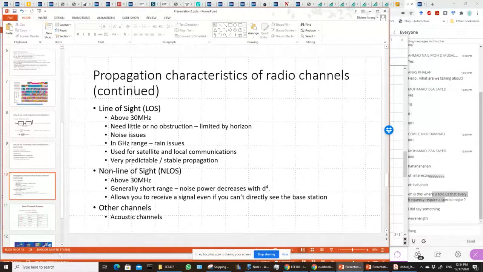And for these kinds of channels, we have two basic types: line of sight and non-line of sight. This is mostly for communication above 30 megahertz, which is the majority of cellular communication, internet communication and so on. They need little or no obstruction and are limited by the horizon. Line of sight means the receiver can see the transmitter. Non-line of sight is you can't see the transmitter.